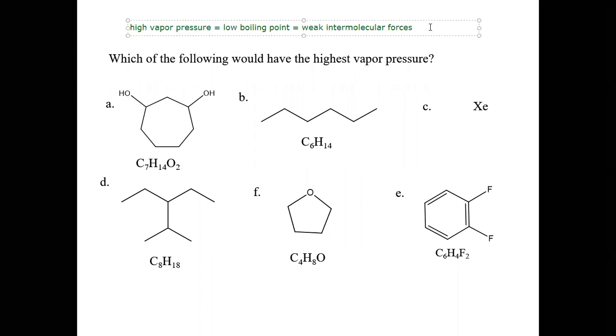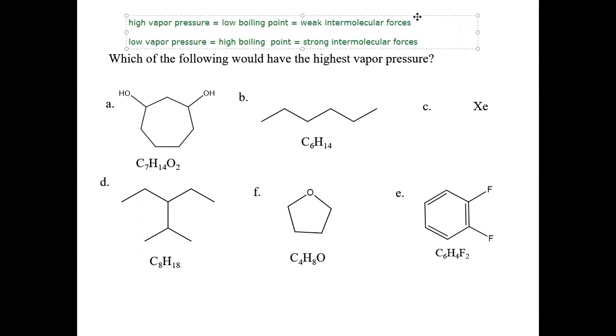weak intermolecular forces. Likewise, if we have a low vapor pressure, equals high boiling point equals strong intermolecular forces. Again, it's all relative what we define as weak and strong. But something, for example, ether, which has a very low boiling point, has a very high vapor pressure, that's weak intermolecular forces, whereas something like water, which has a low vapor pressure, very high boiling point, it would have strong intermolecular forces.